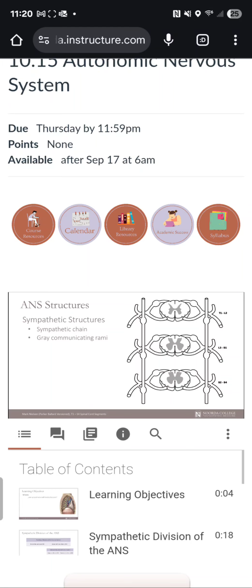And gray communicating rami get their name because they house postganglionic neurons that are unmyelinated. Next we'll add white communicating rami, and these are only found at the T1 to L2 levels. And they get their white color from the myelinated preganglionic neurons as well as the myelinated pseudounipolar sensory neurons.